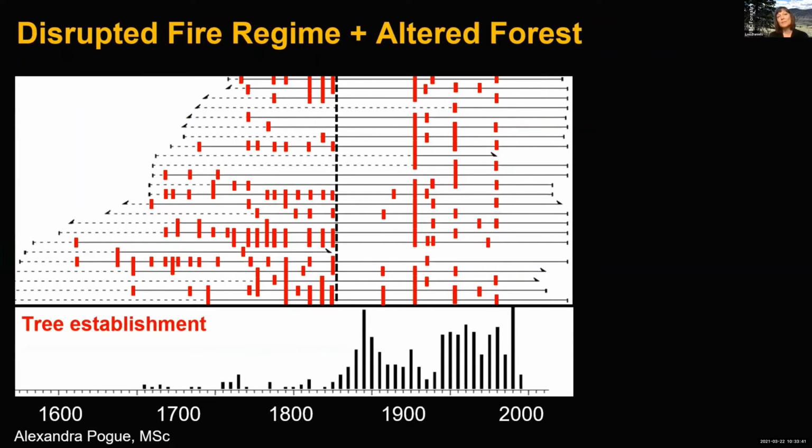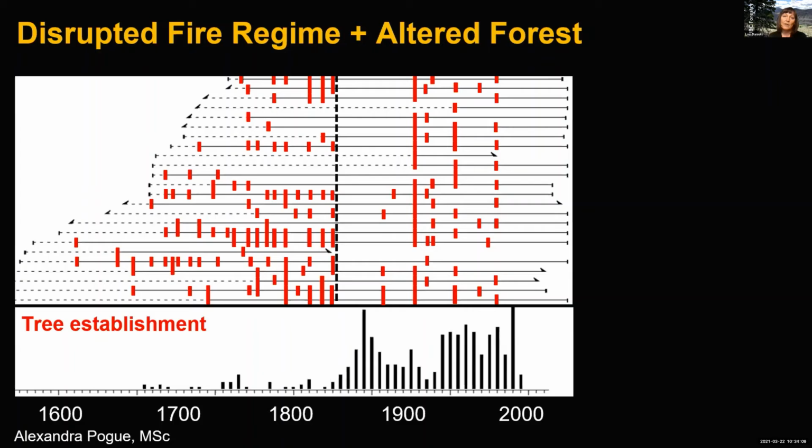So as we've disrupted this fire regime, we've also seen changes in the forest as a result. The graphic at the bottom here is a histogram showing the patterns of tree establishment through time. And you can see prior to 1865, there were very few trees that established per decade. Those trees, in fact, are the large veteran trees that we see, the ponderosa pines and the Douglas firs that are large diameter and scattered across the study area.